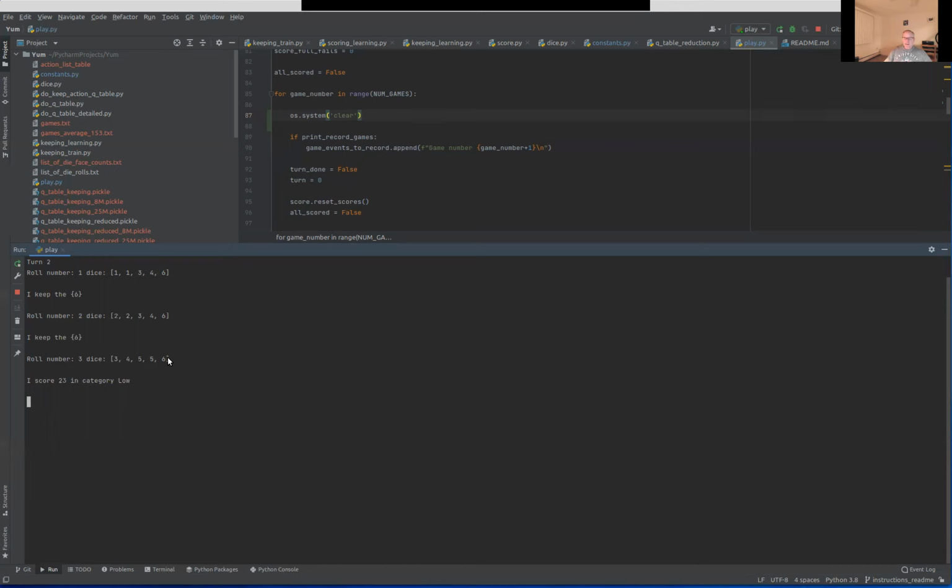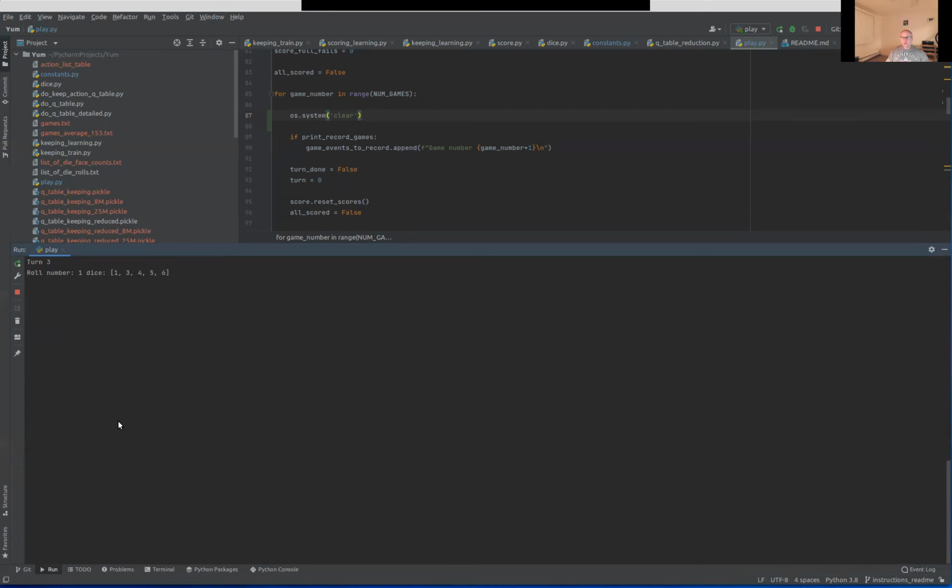Sorry about that. Sorry, 16, 20, 23. Yes, sorry about that. I was just making sure that the total was right. So the sum of the dice here, 3 4 5 5 6, is 23 indeed. So that's scoreable in the low.